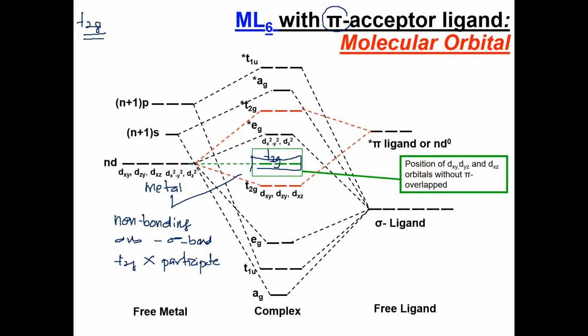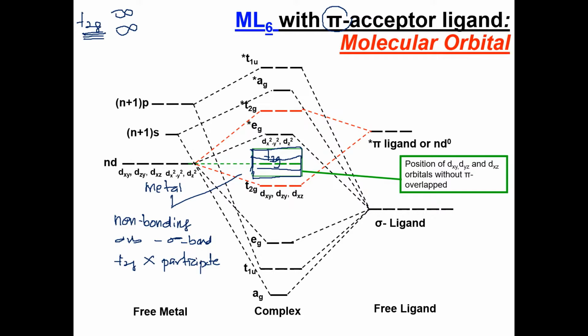Why? Remember, in pi bonding the overlapping of the orbitals is sideways, and the T2G orbitals are in between all the axes. So that's why the T2G can participate in the bonding. That's why we no longer see this T2G here. So there is no longer a non-bonding T2G. Okay, so this is an example for the pi acceptor.